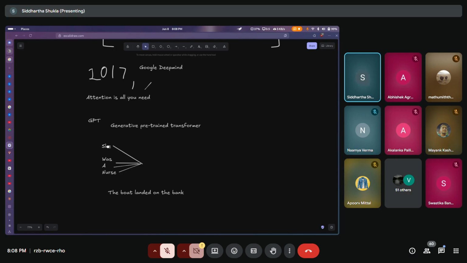By themselves, these tokens, she, was, a nurse, don't mean anything. The "was" does not mean anything by itself. But if I give you this entire sentence in one go, how will we get a context-rich meaning out of it? In order to do this, these researchers introduced a mechanism called the attention mechanism.